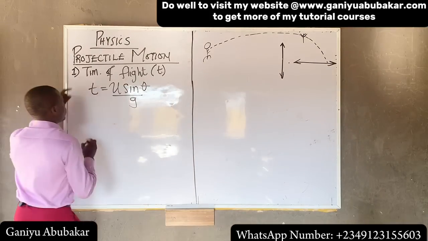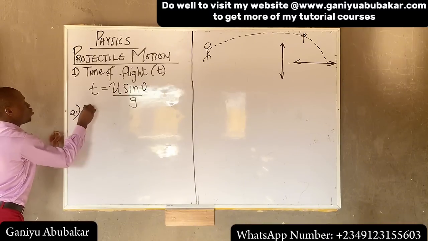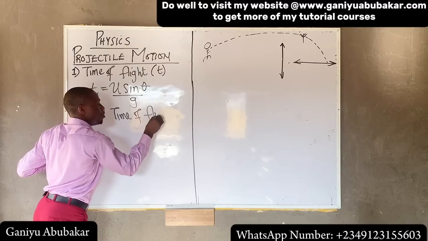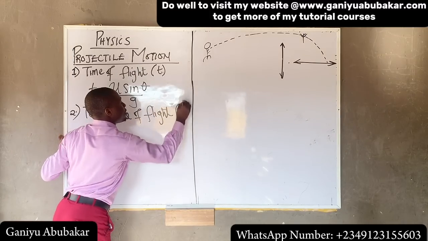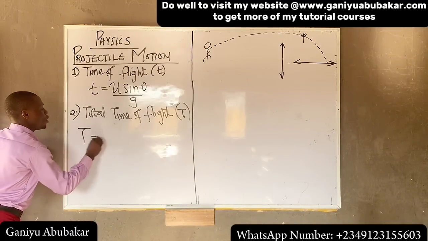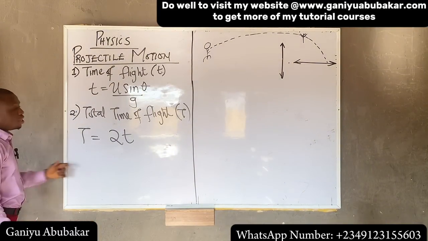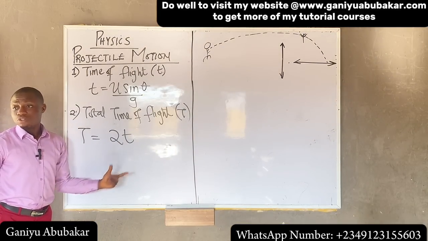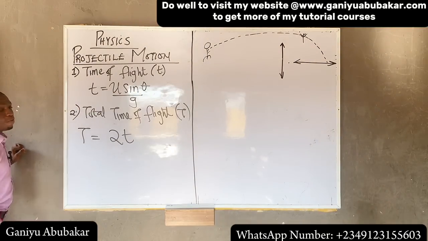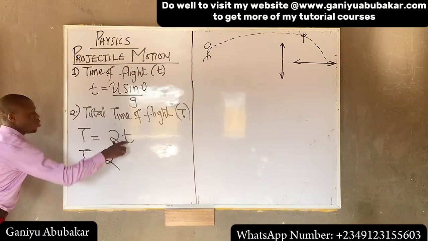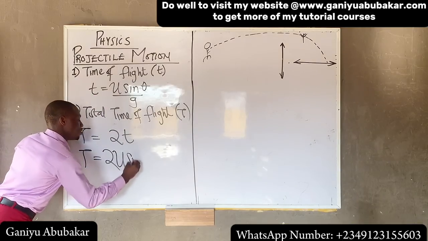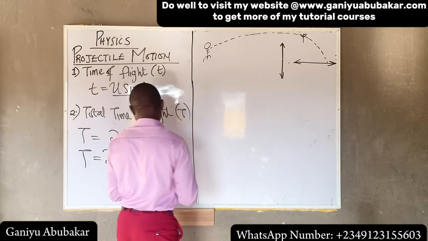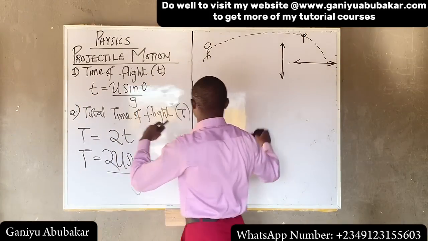Number two is the total time of flight, capital T. What's the formula? Capital T is equal to 2 of that small t. In expression form, I'll have T equal to 2 times u sine theta over g, since small t is u sine theta over g. That's number two, the second terminology I gave you in the study of projectile motion.